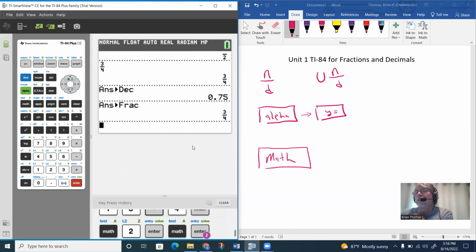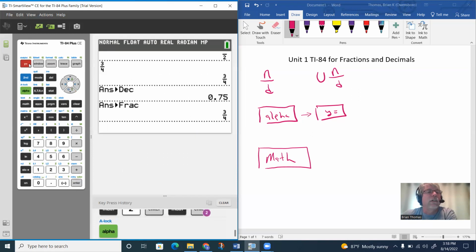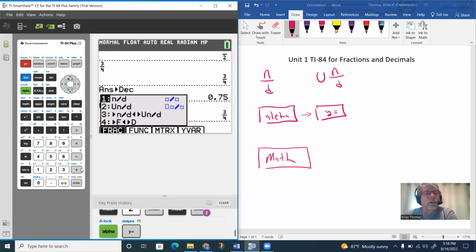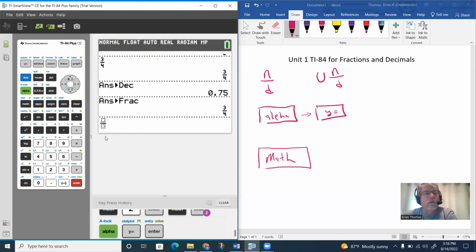So some other things you can do is like reducing fractions. There's a section where you have to reduce fractions. If I give you the fraction 4/8, I can actually put the fraction 4/8 into the calculator. If I hit the alpha button, hit the F1 button, I can choose number 1 for that format n over d. I could put, say, 4/8 into the calculator.